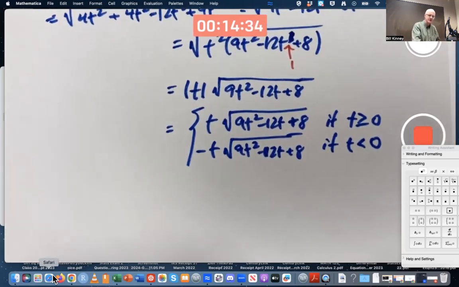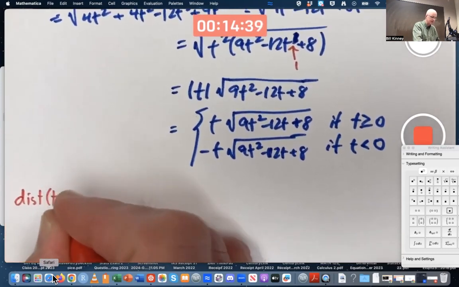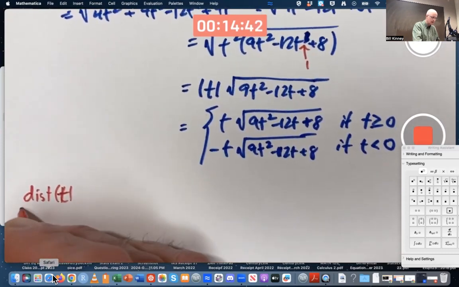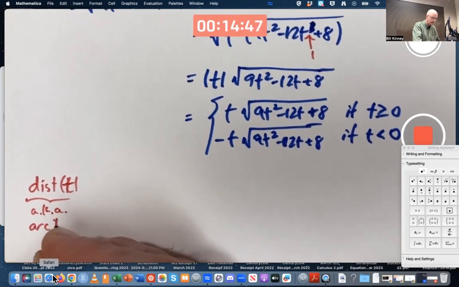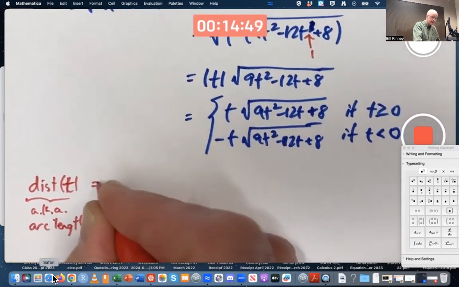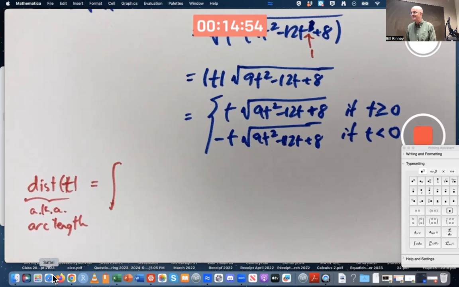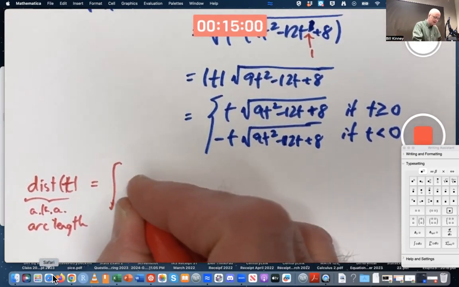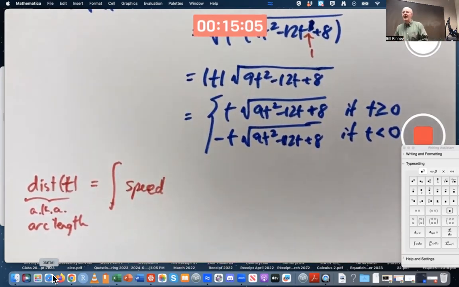But it is true that the distance traveled, you could call it dist of t, also known as arc length, is the integral of the speed. I'm telling you general principles here that are in the reading. But be careful how you write this integral. I'm really a stickler for writing this in a real precise way that many science and engineering professors don't.